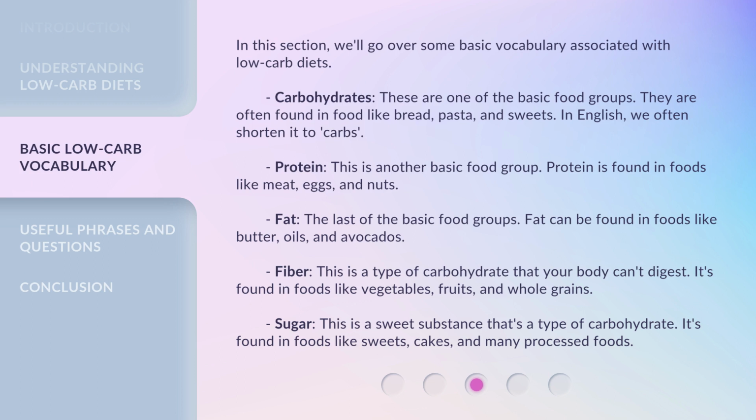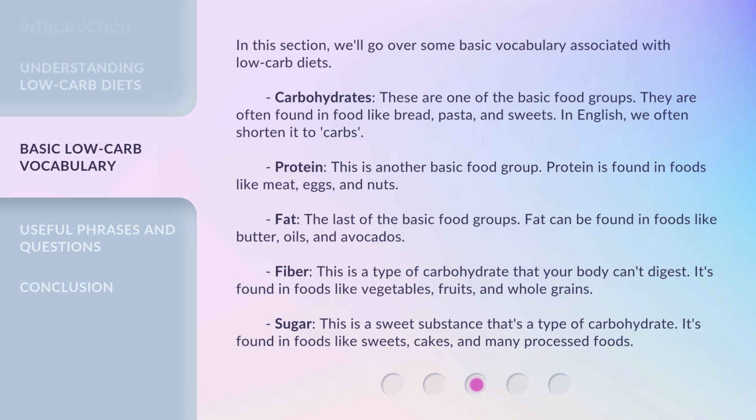Protein. This is another basic food group. Protein is found in foods like meat, eggs, and nuts. Fat. The last of the basic food groups. Fat can be found in foods like butter, oils, and avocados.